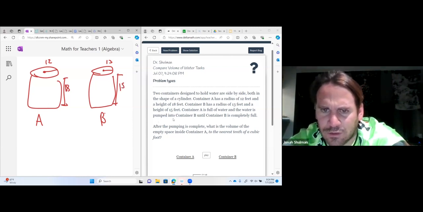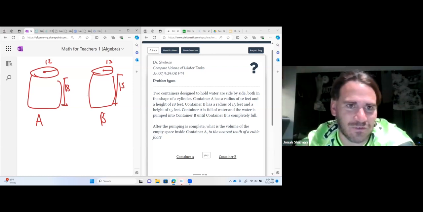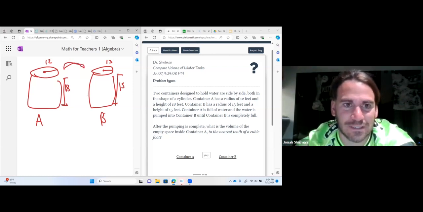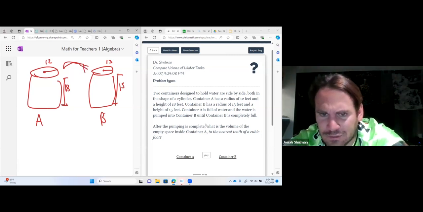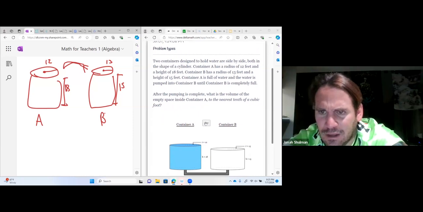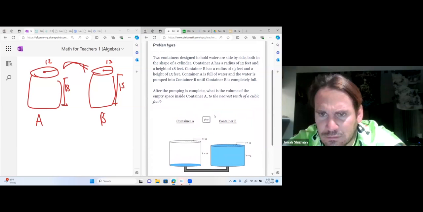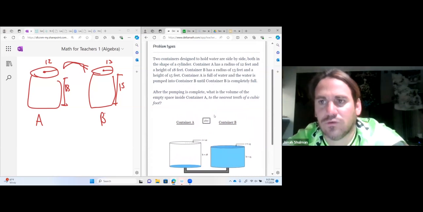Container A is full of water and the water is pumped. Whoa, and so the water is going from here to here? That's crazy. Until it's full. After pumping is complete. Okay. That is so cool. So do we have any left over? It looks like it. So we have to figure out how much is left over.